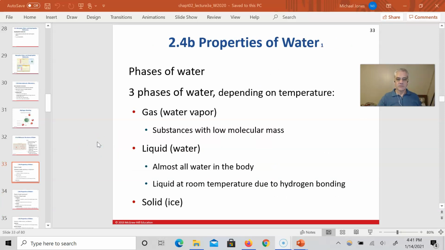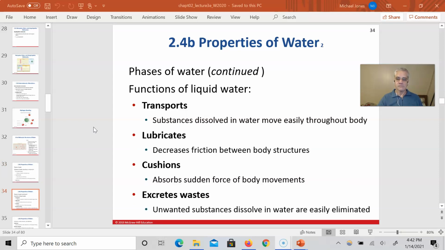All right. Water, you already know this part. Water can be a gas, a liquid, or a solid. The beauty of water is that it is a gas, liquid, or solid at temperatures pretty close to what we can tolerate. It turns into a gas, that's maybe not so great for you. But liquid and ice, that's okay. You can survive that. But it can occur in these three phases. Now, water, because of these properties, does all of this stuff. It transports, it lubricates, it cushions, it excretes wastes. It's the fluid that does it all in physiology.